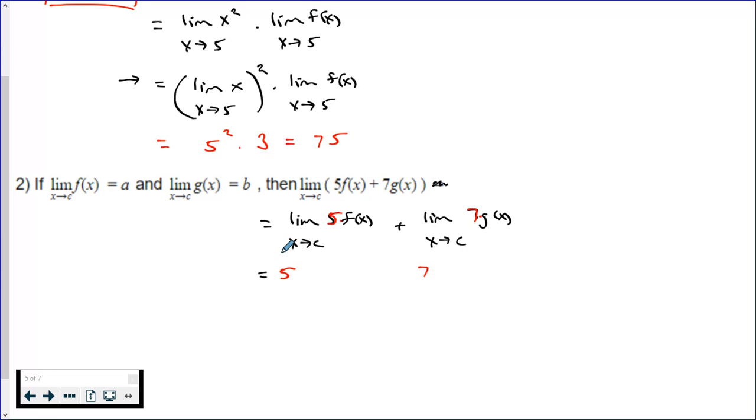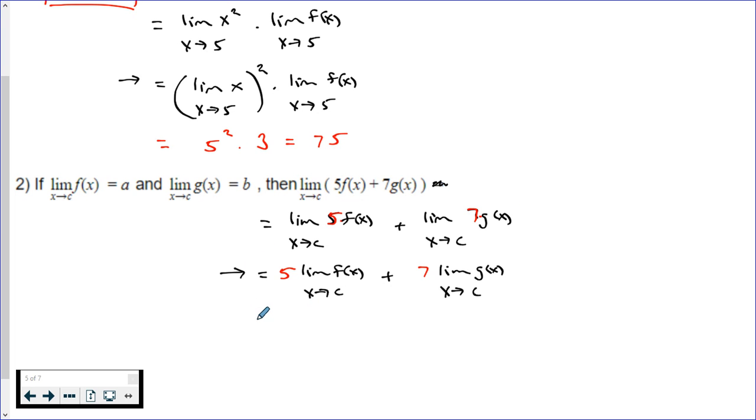So I'm going to rewrite this as 5 times the limit of f of x as x goes to c, plus 7 times the limit of g of x as x goes to c, right? Again, what do I want to see? I think you should be able to go straight to here. You don't need to show me this step. In other words, you can do two properties in one. Do the limit of a sum as the sum of the limits, and at the same time, pull out the respective constants. There's no reason why you can't do that.